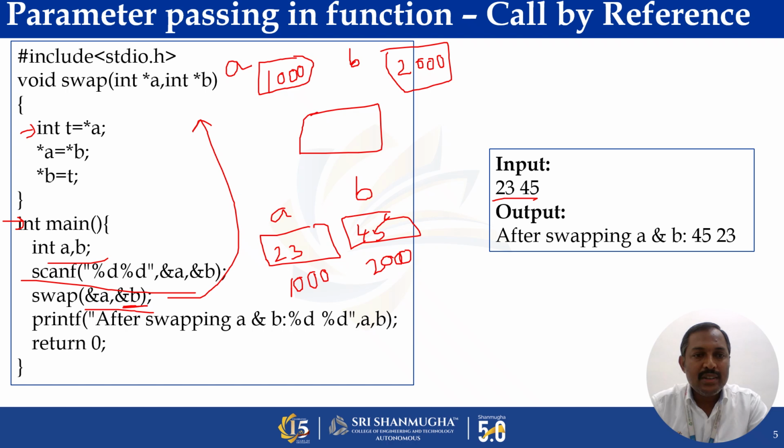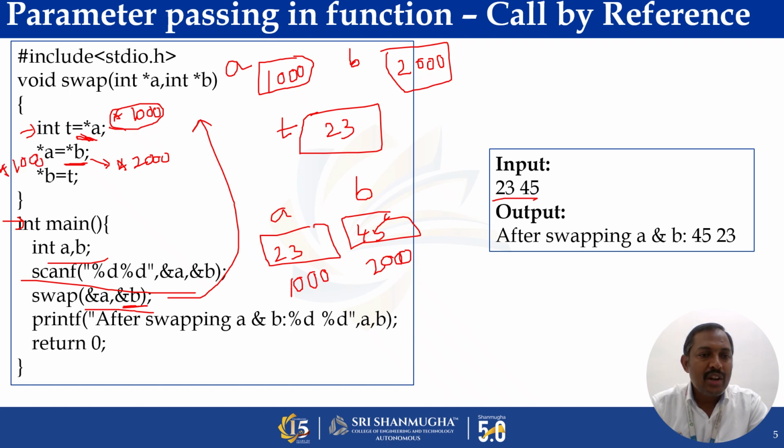There is a normal variable t, and within that, star a. What is star a? The value of a is 1000, star of 1000 means the value at 1000. What is the value present at address 1000? 23. 23 is stored here. Next, star a is equal to star b. What is the value of b? 2000, star of 2000.